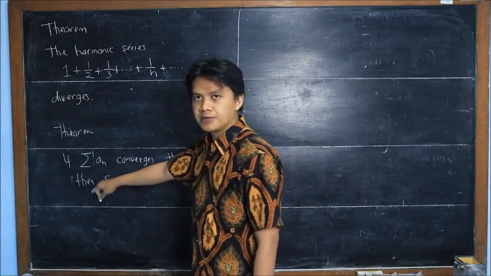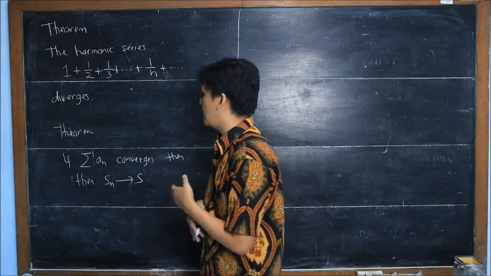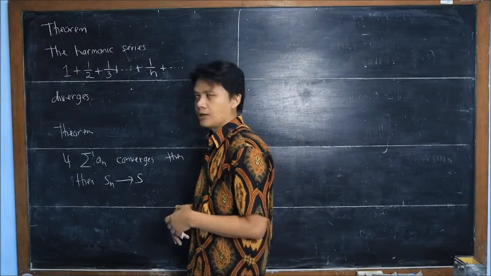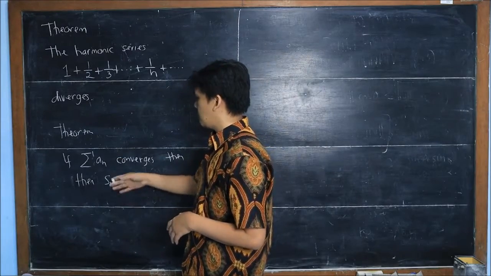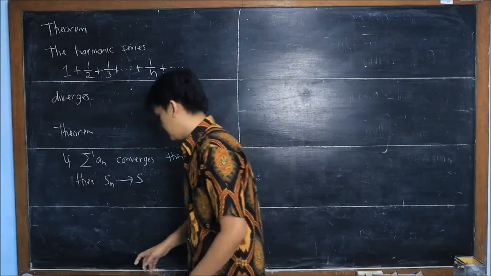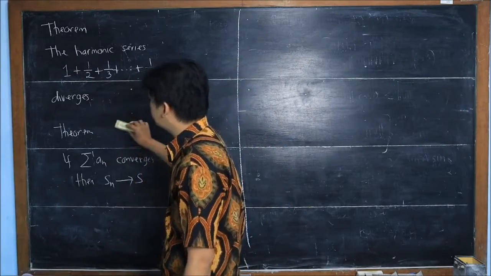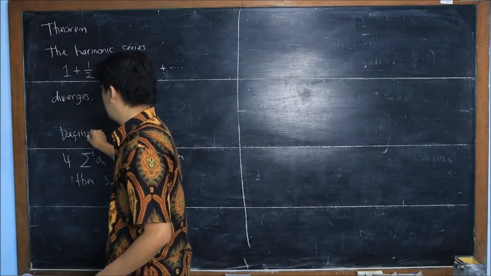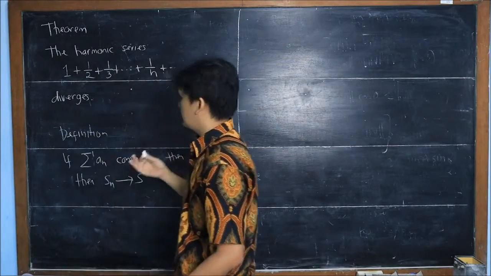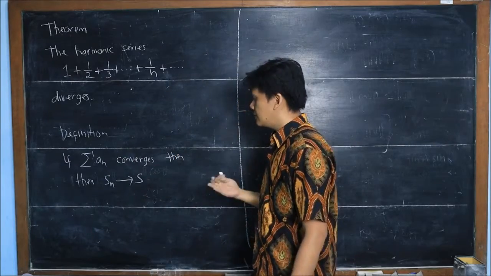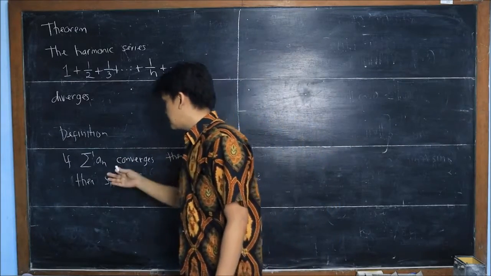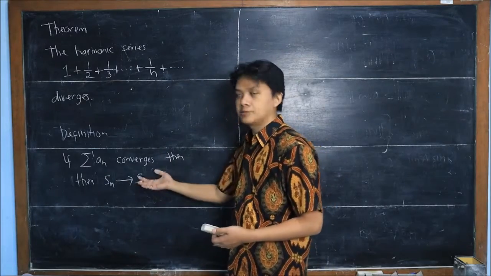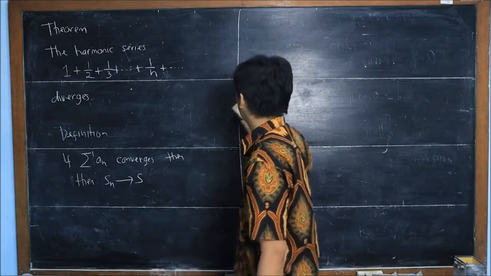So Sn is the partial sum, which means that we are taking the first n terms of this sequence and adding them together. Actually this is just the definition, not a theorem. We say that a series is convergent if the partial sum converges to some number. Okay, so that's the definition.